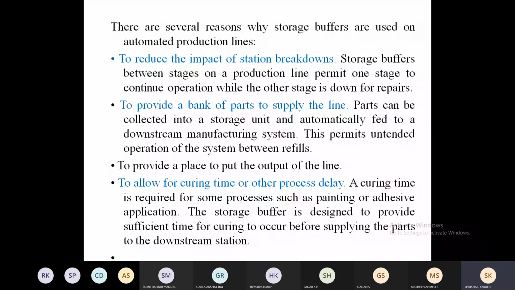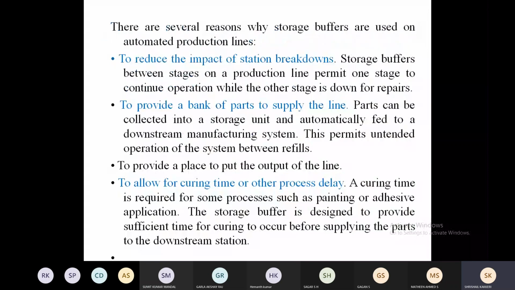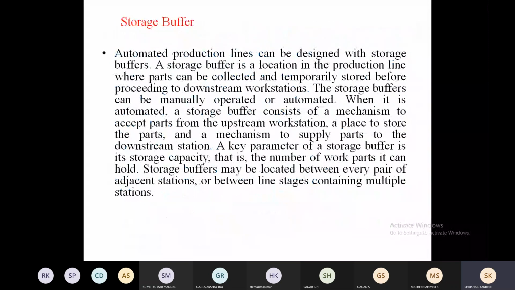So, to reduce the impact of workstation breakdown, to provide a bank of parts for supply of the line, and to allow the curing time or other processing times. The next one is to smooth cycle time variations. As I told you, all the workstations need not have the same working cycle. There will be variation in the working cycle. So to compensate for this variation and to balance the line, these buffer storage units will be used. So kindly note down this buffer storage. Write short notes on buffer storage, and write the reasons for having the buffer storage.